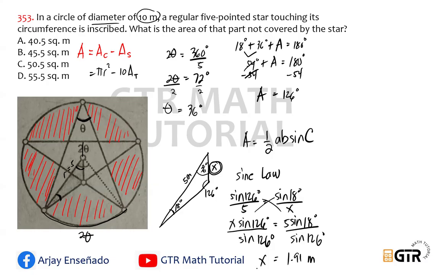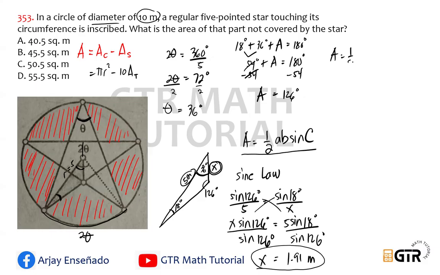I'll show the computation later on a calculator, so we'll just round it. The value of x is 1.91 meters. So now we can use this formula, area is 1/2 AB sine C. We have two sides, 5 meters and x of 1.91. We will use these 36 degrees, the included angle between the 5 meters and the x, which is 1.91 meters. So let's substitute into the formula for area.